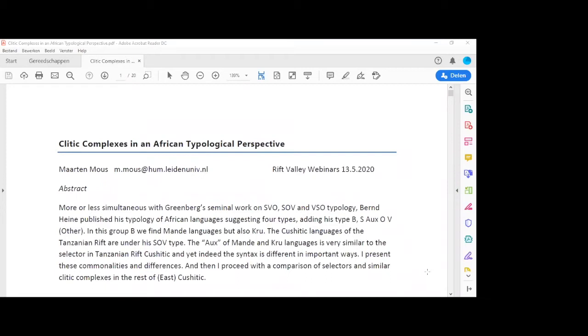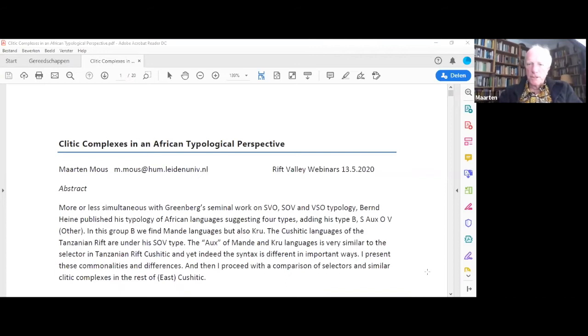Maarten Mous is a professor of African linguistics at Leiden University, and his research focuses on the description of Cushitic languages, including Iraqw and Alagwa, as well as the exploration of language and identity, valence-changing verbal derivations, and the languages of East and West Africa. Please join me in welcoming him as he gives his talk, Clitic Complexes in an African Typological Perspective.